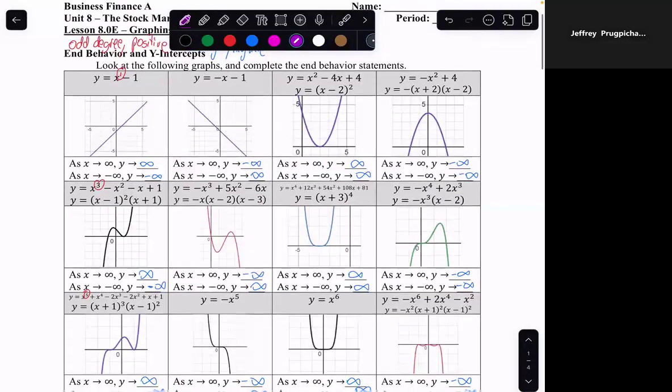Okay, so how about the third column? These all point to the top left and top right corners. So both ends go upward. Okay, so this time the degrees are 2, 4, and 6. So these are all even degrees, and the sign in front is all positive.